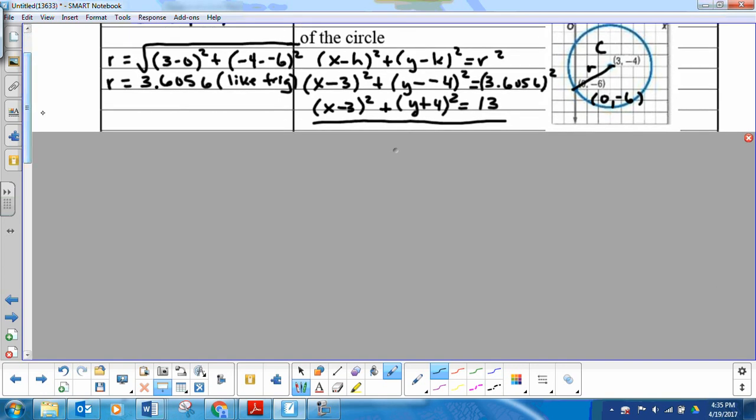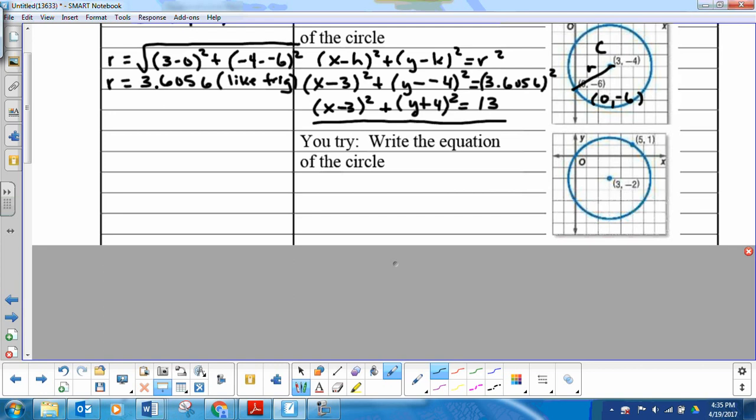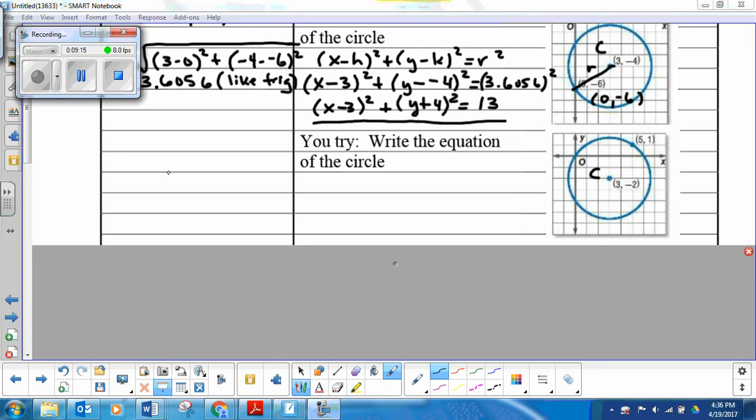So let's take a look at the U-try. I'll have you work through this one on your own. Again, you're going to need to determine your center, which looks to be (3, -3), and then rock through the same process of finding the radius. Make sure you pause the video and take the time to do this, and then check your work.